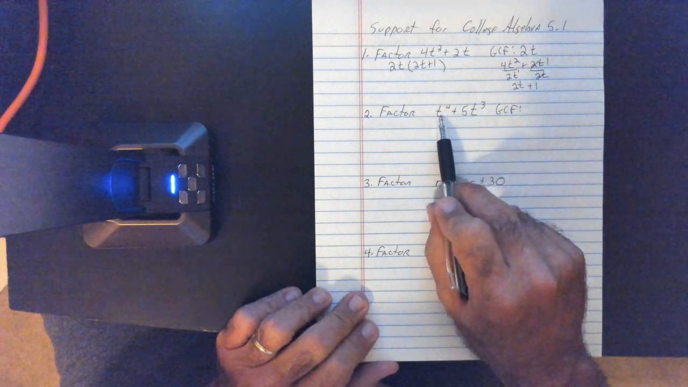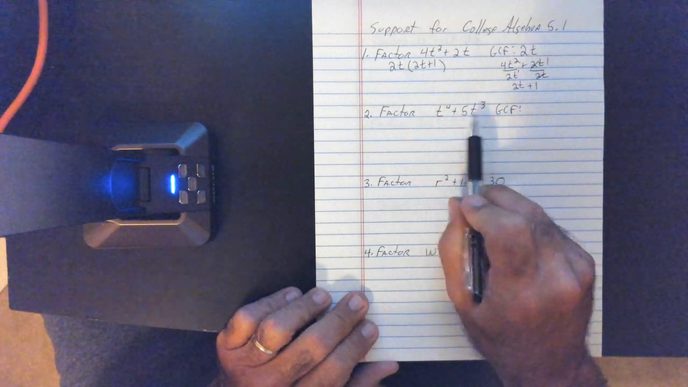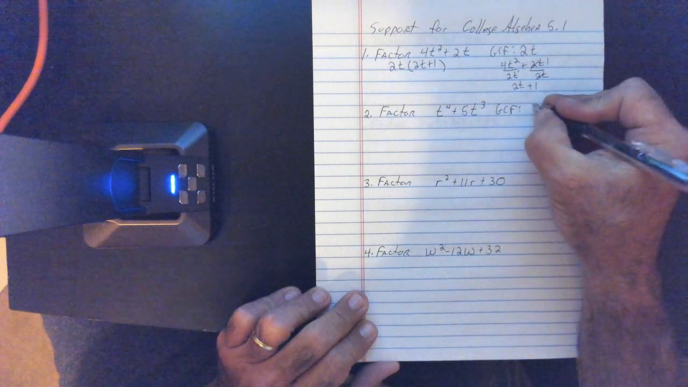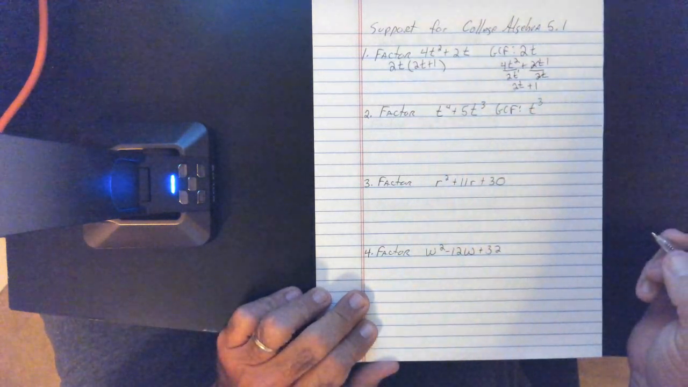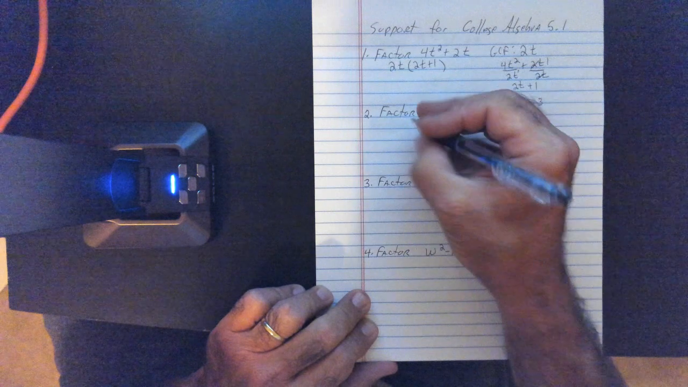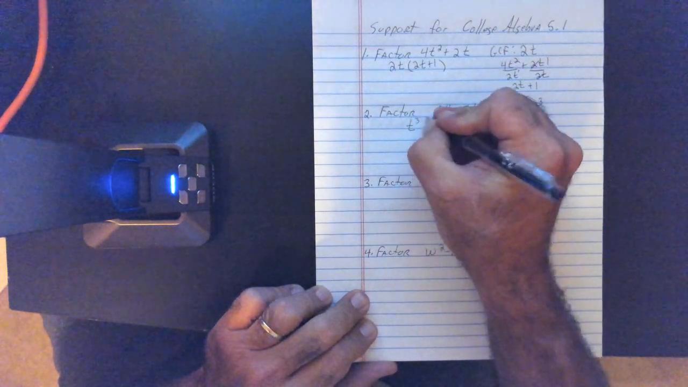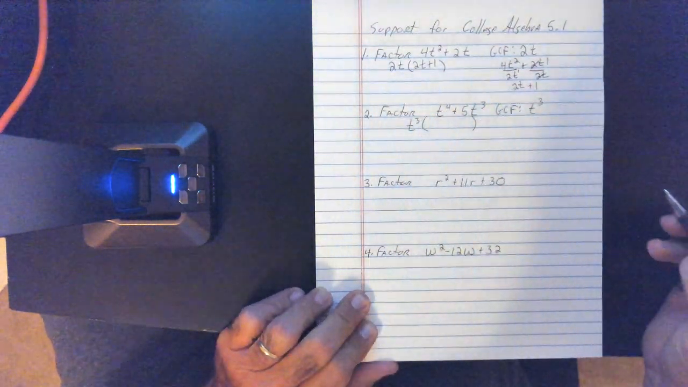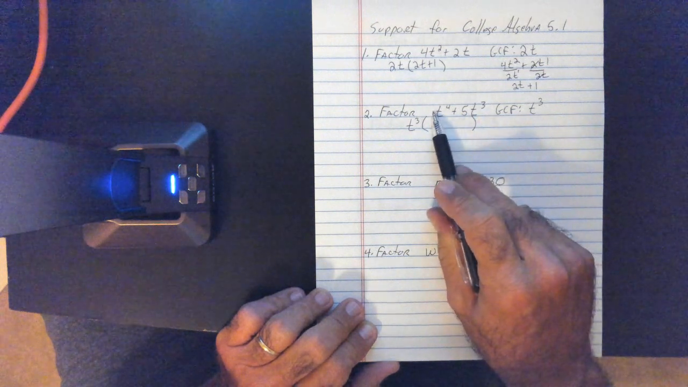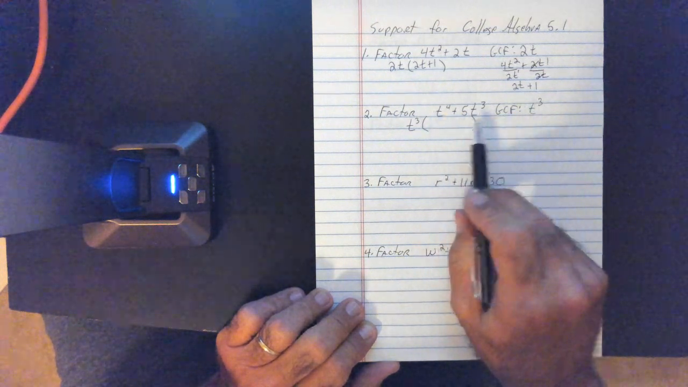So I got t to the fourth here and t to the third here. So they both have at least a t to the third in them. Okay, so remember, we're going to come down here, write a t to the third, and then put parentheses. Notice I didn't get a number because there wasn't a number here. Okay, so now let's see what we get.